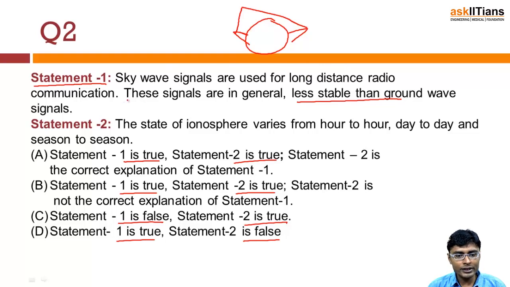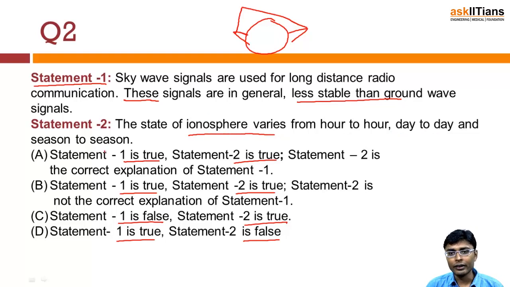Second thing, they are saying that the signals are in general less stable than ground wave signal. So they are saying that the sky wave signal is less stable than ground wave signal. In statement 2, they are saying that the state of ionization varies from hour to hour, day to day and season to season basis.